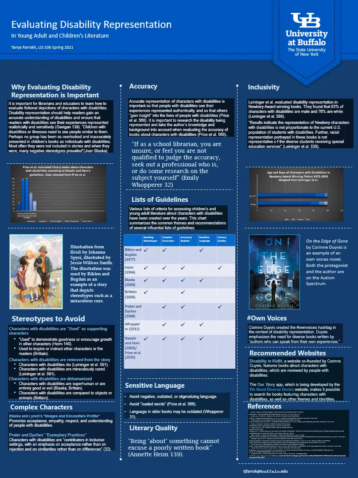For example, Blaska and Lynch's Images and Encounters profile promotes acceptance, empathy, respect, and understanding of people with disabilities. Prater and Deitch's Exemplary Practices portray characters with disabilities as contributors in inclusive settings with an emphasis on acceptance rather than on rejection and on similarities rather than on differences.